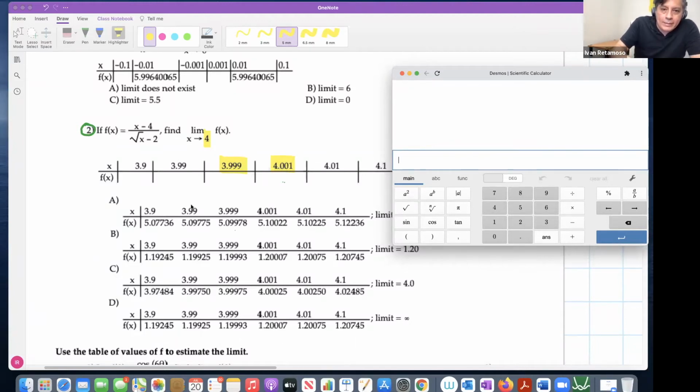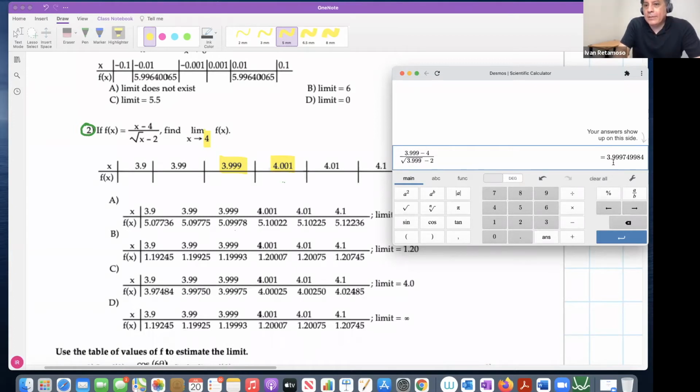So first evaluation should be, instead of x, you write 3.999. Then you do minus 4. You can use this fraction form, but I often just highlight a slash, right? And then a square root of x, the square root function is here, a square root of 3.999, remember? That's the input value. Come out of the square root, minus 2, right? Gives me this value, right? 3.9997. Excellent. That's the guy that we're going to write down here.